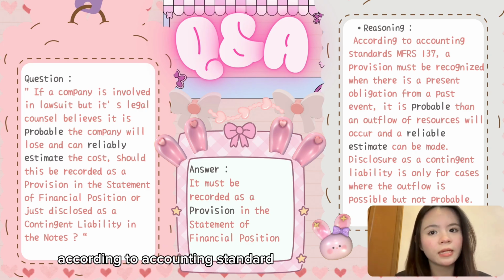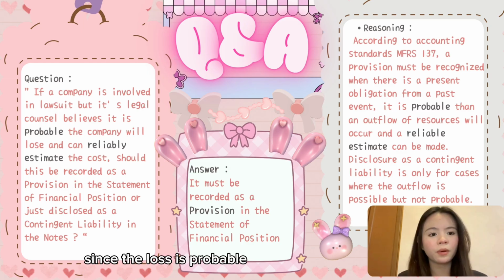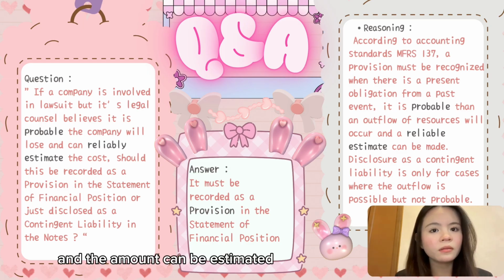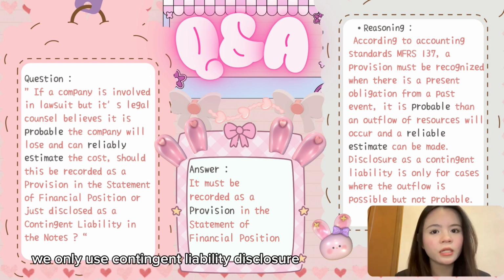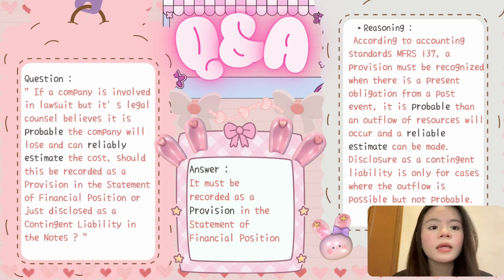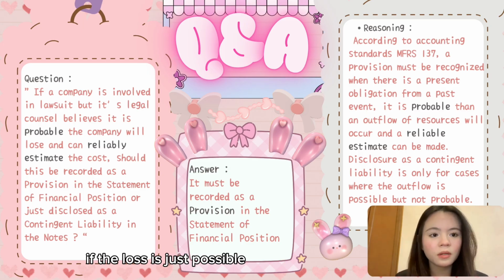According to accounting standards, since the loss is probable and the amount can be estimated, it must be recognized as a formal liability. We only use contingent liability disclosure if the loss is just possible but not probable.